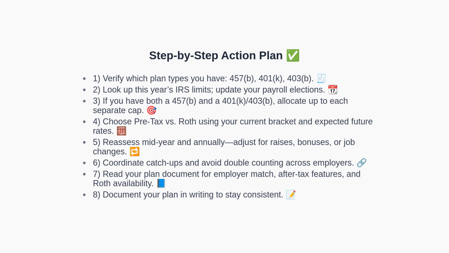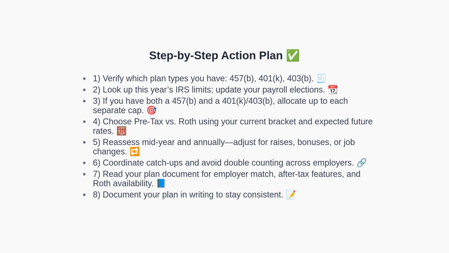Follow these steps. First, verify the plan types available to you. Second, look up the current IRS limits and update your payroll elections accordingly. Third, if you have both a 457b and a 401k or 403b, plan to contribute up to each separate cap. Fourth, select pre-tax or Roth based on your current marginal tax bracket and your expected future tax rate. Fifth, reassess mid-year and annually as circumstances change, such as raises, bonuses, or job changes.